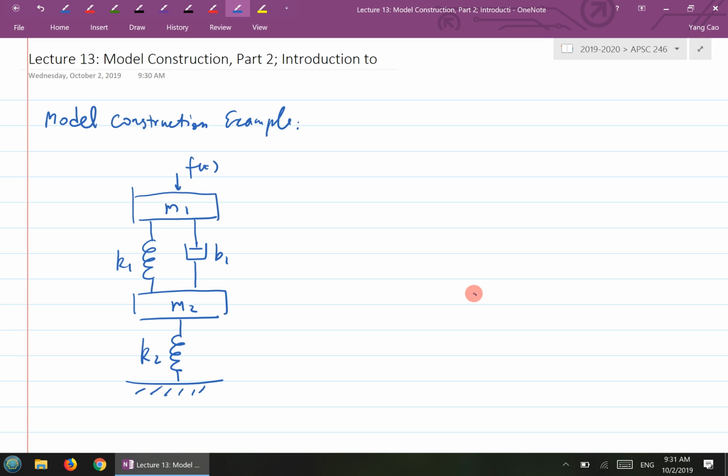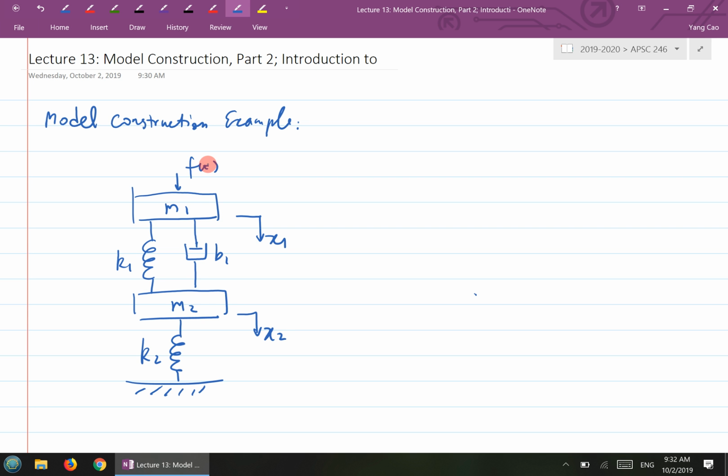Okay, let's finish that example we presented at the end of the previous lecture. And then we'll get on to new topics, okay? So this is a relatively more complicated example to construct a model for a given system.